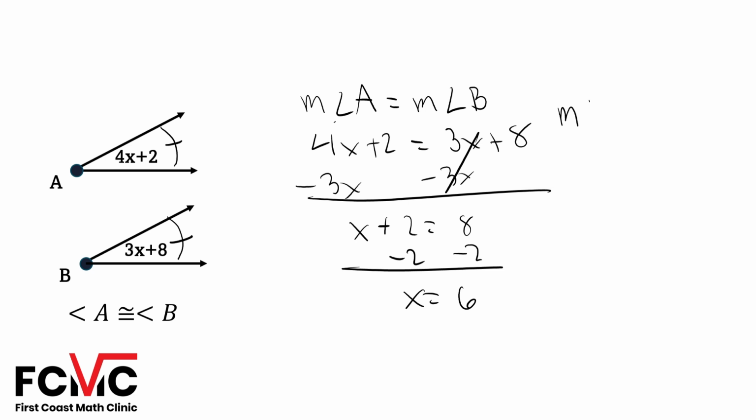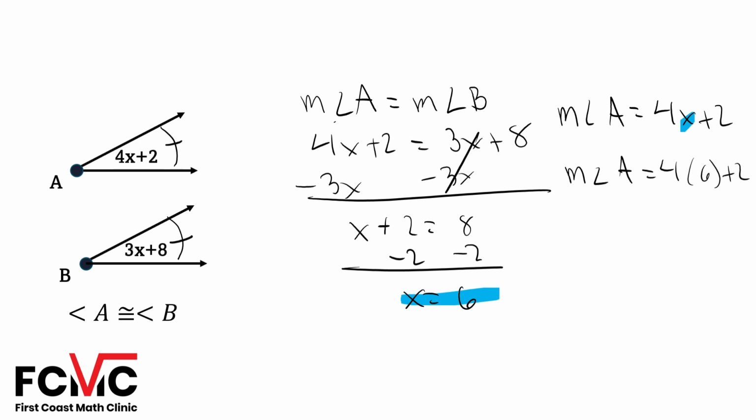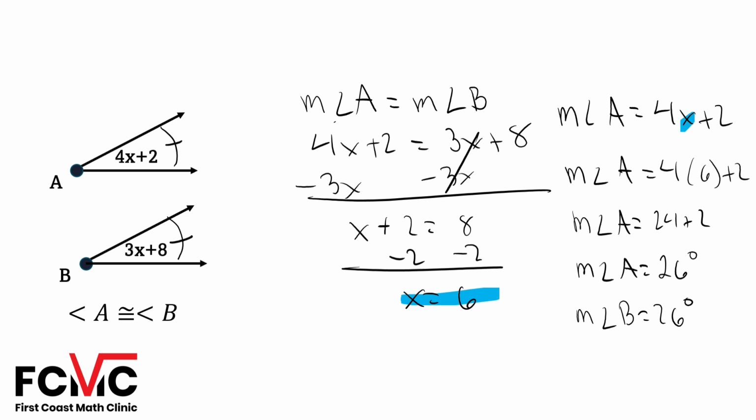Let's find the measure of angle A now. I've got 4 times x plus 2. I can put 6 in for x. So the measure of angle A is going to equal 4 times 6 plus 2. The measure of angle A is going to be 24 plus 2, or 26 degrees. And since they're congruent, the measure of angle B is going to be 26 degrees as well.